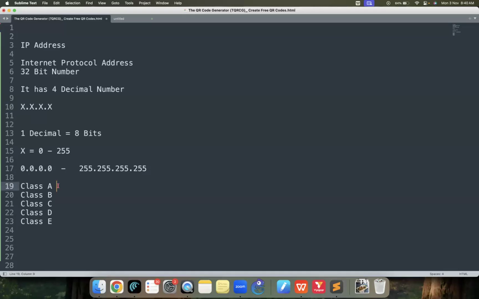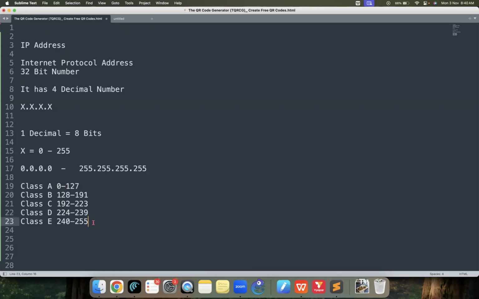Imagine the first number is in the range of 0 to 127. It's called class A. If it is 128 to 191, class B. 192 to 223, class C. 224 to 239, class D. 240 to 255, class E. These are the different ranges of IP addresses I got: class A, class B, class C, class D, and class E.